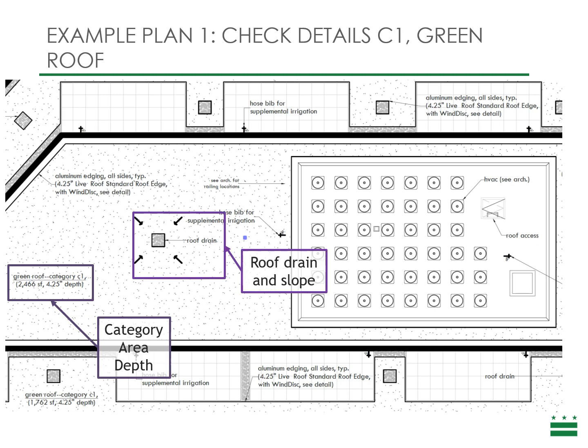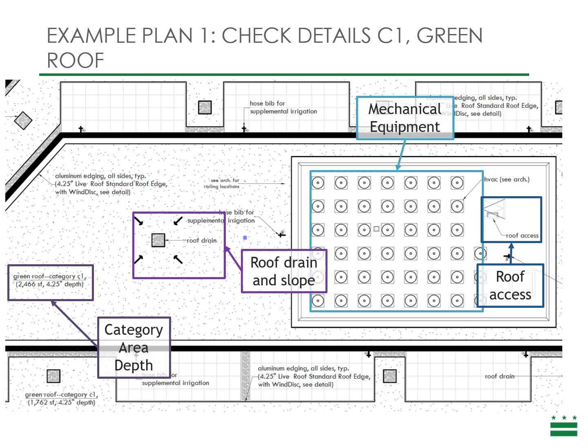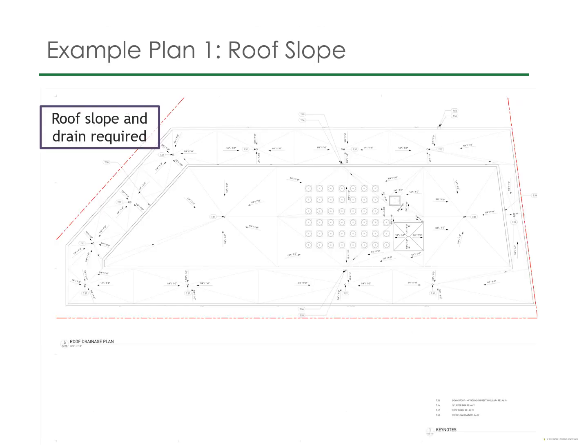The roof drain and slope should be shown on the plans. Also the roof access: how will someone get on this green roof to check, inspect, and maintain it? And then show the mechanical equipment to make sure that it has been accounted for and there's no green roof in the same space. And then also show the supplemental water supply for irrigation.